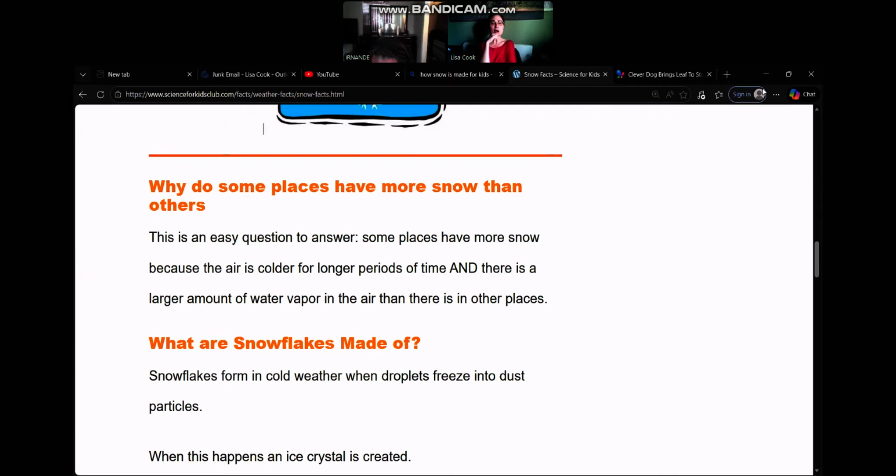So where has lots of snow? Is it Florida? Does Florida get lots of snow? No, because we are too warm. Yes, northern Florida can get snow once in a while, but it does not stay around very long. Okay. So what areas do get a lot of snow?